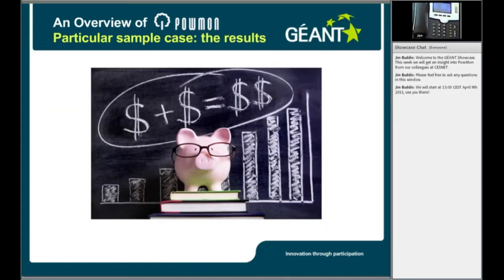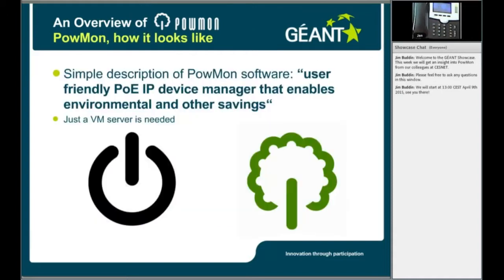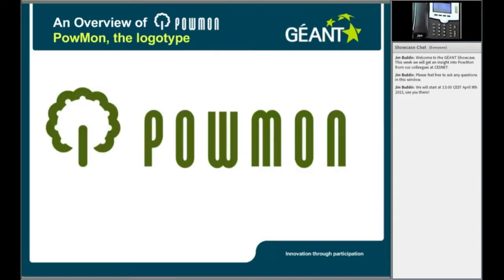So if you want to recount those savings according to the price of energy in your country, this formula might help you. And let's go on. Now we are coming to PowMon software. The simple description is: it's a user-friendly device manager that enables environmental and other savings. The logotype also shows that everything is connected with the power button and nature.